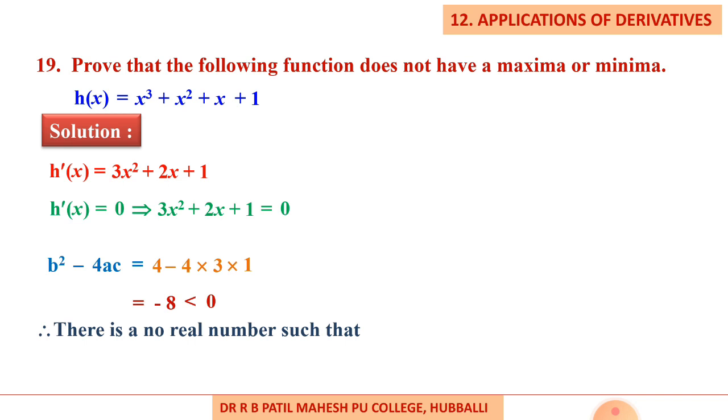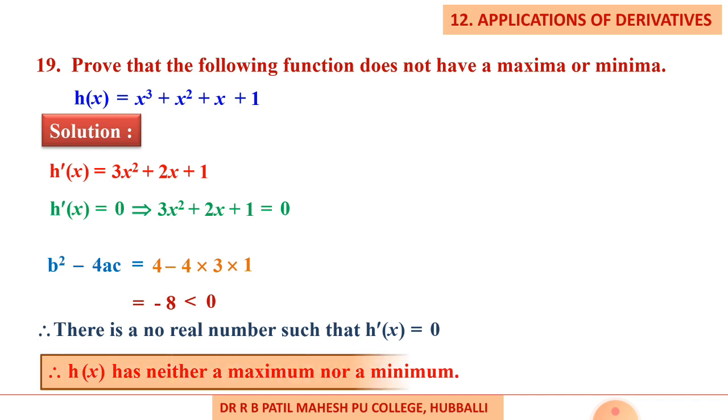Therefore there is no real number such that h dash of x equal to 0, because the root of a negative number means you will get complex numbers. So for this complex number this function is not defined. So here there is no real number such that h dash of x equal to 0. Therefore h of x has neither a maximum nor a minimum value here.